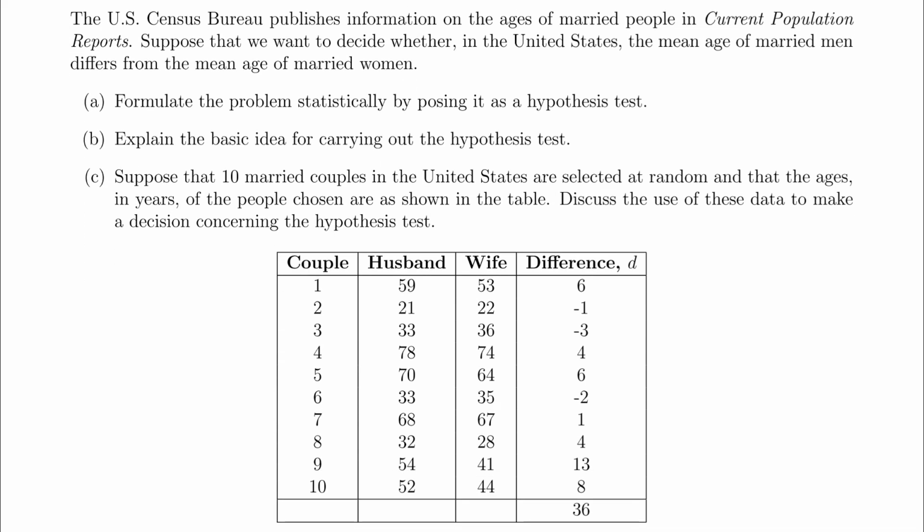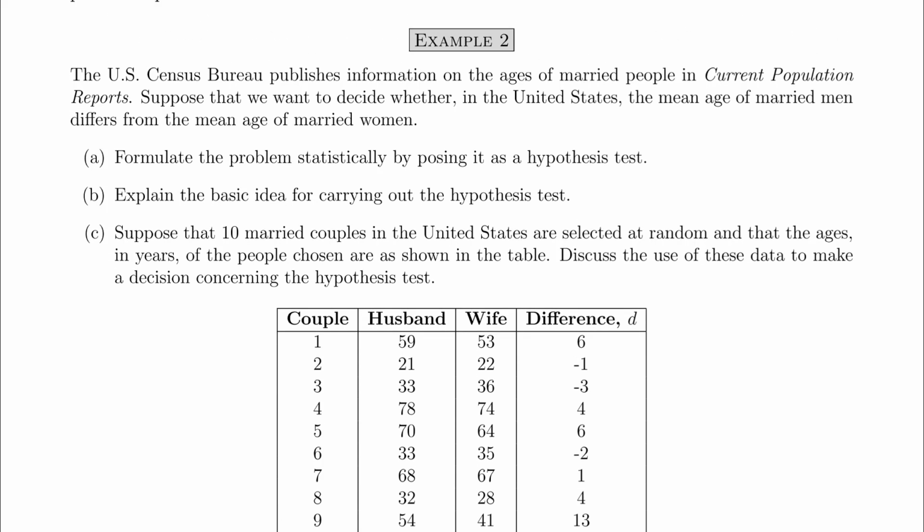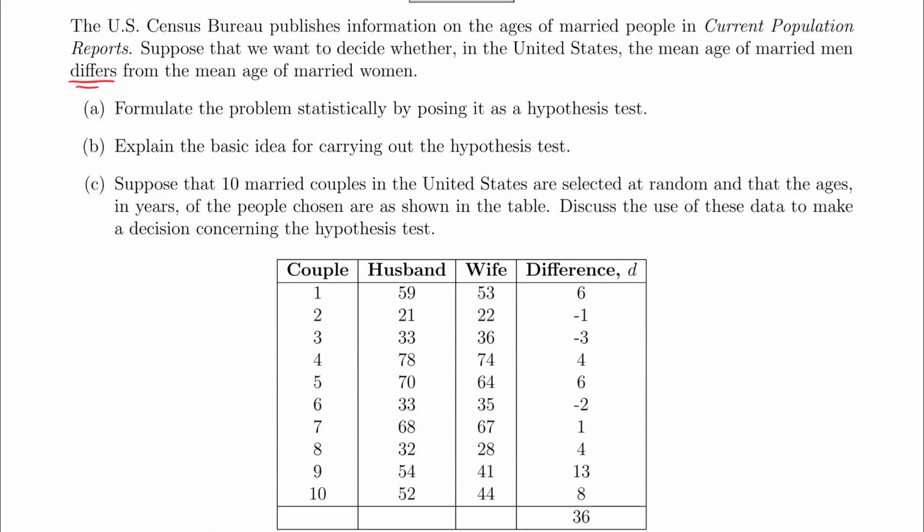So we're talking about a totally different set of data here. We have the U.S. Census Bureau publishing information about the ages of married people. Suppose that we wanted to decide whether in the United States the mean age of married men differs. Since we're talking about differs, we're talking about a two-tailed test from the mean age of married women. Formulate the problem statistically by posing it as a hypothesis test.